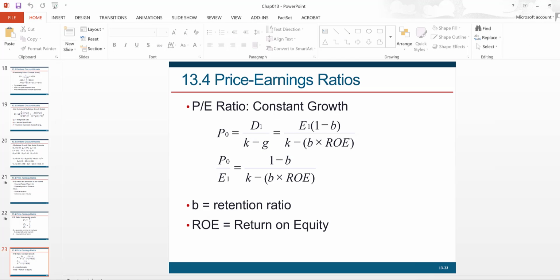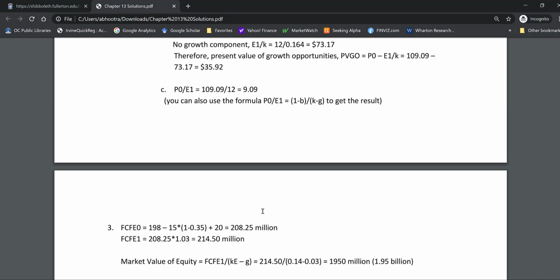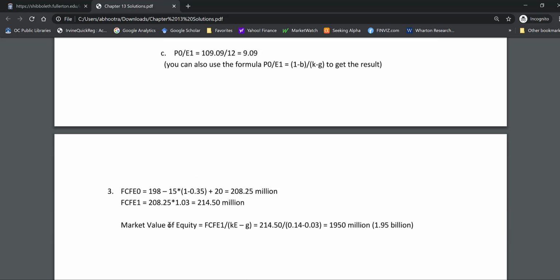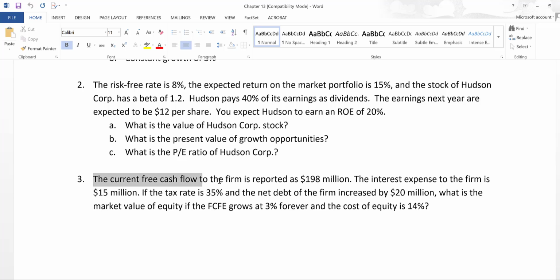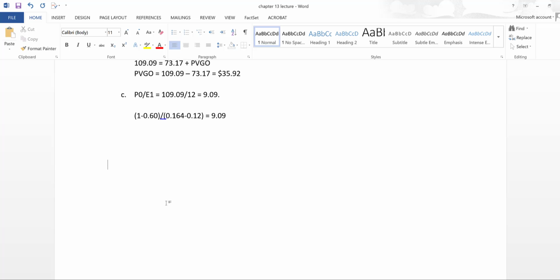All right, let's look at the last problem here. The last question is asking you to compute the market value of equity based on the discounted cash flow valuation. So here is the question. You have the current free cash flow to the firm, FCFF 0. Let's write down all the inputs that we have here. This is problem 3. FCFF 0, the current free cash flow to the firm, is 198 million.